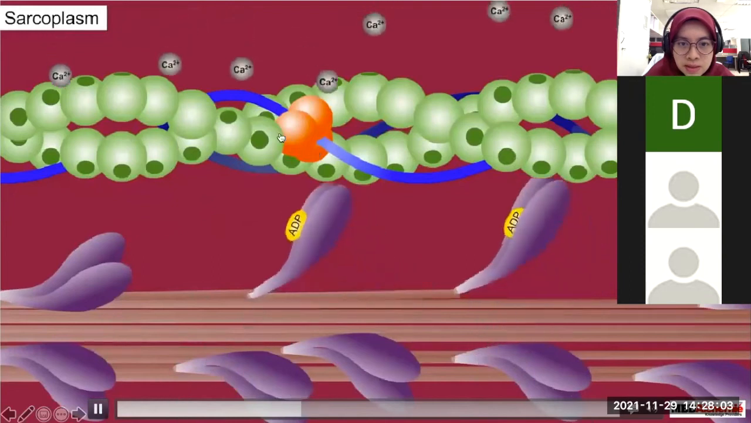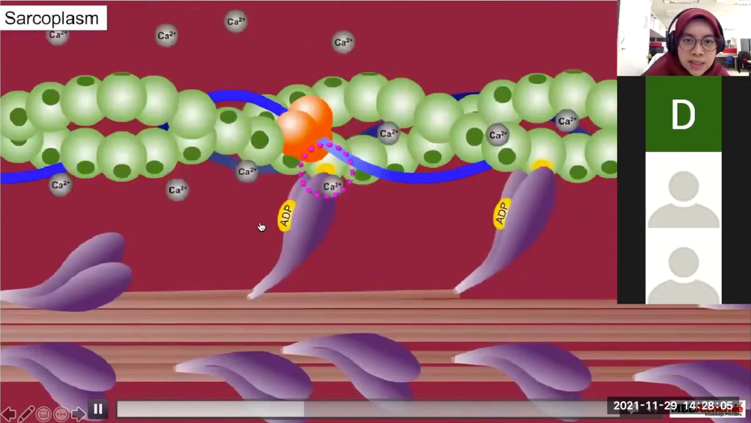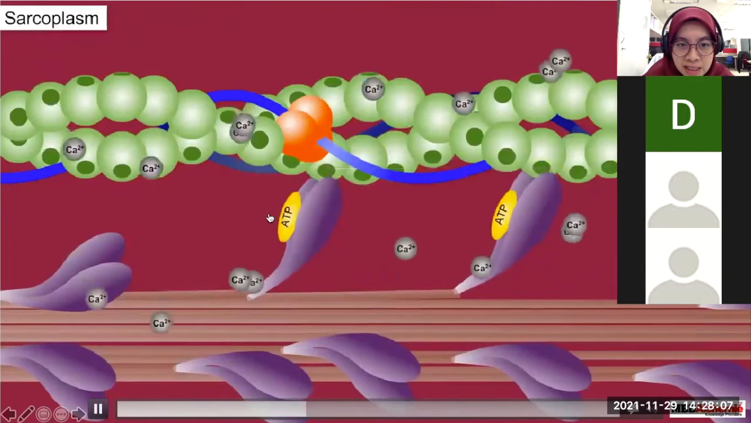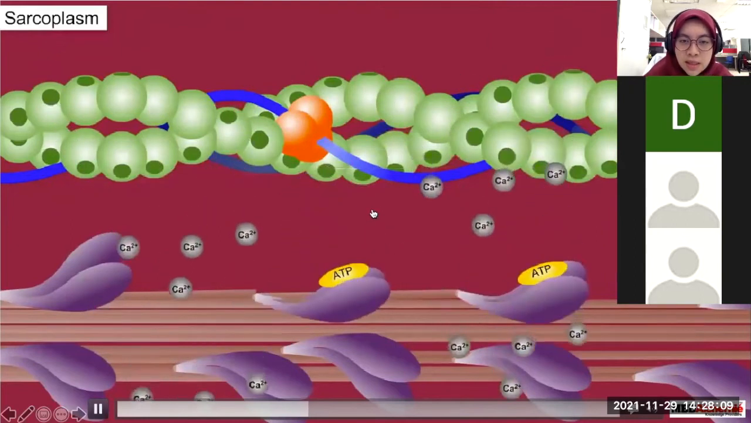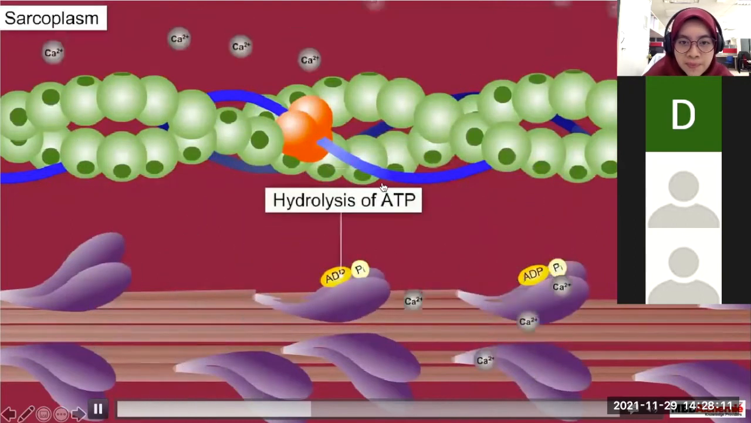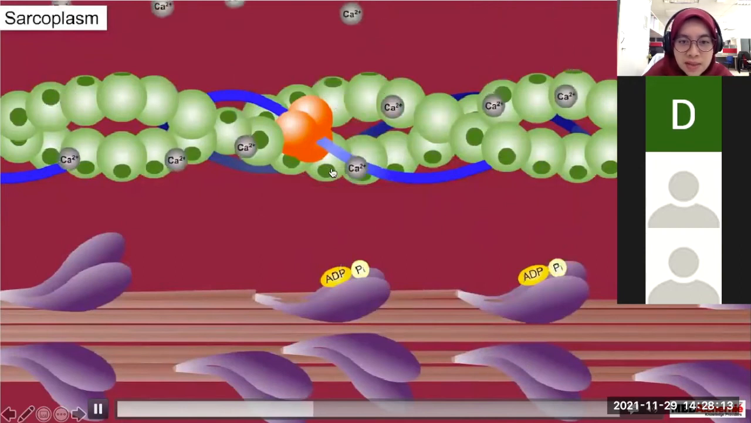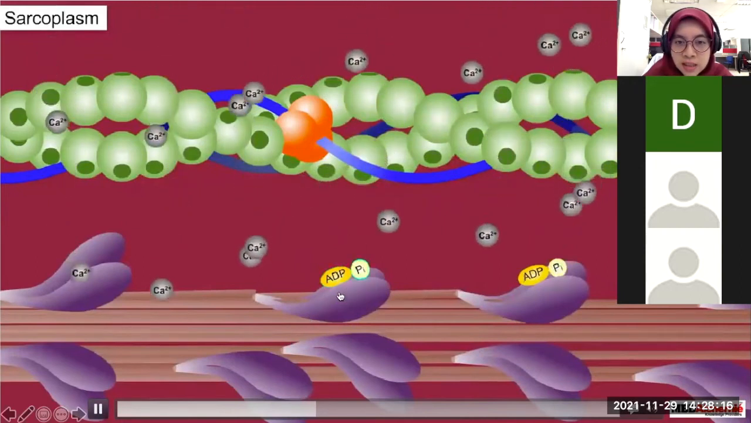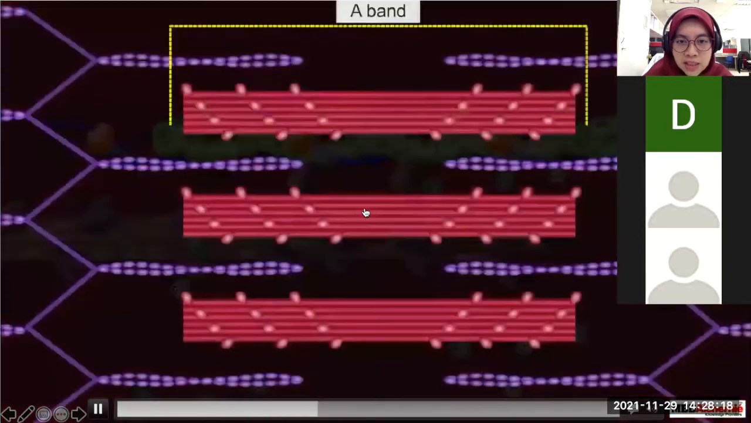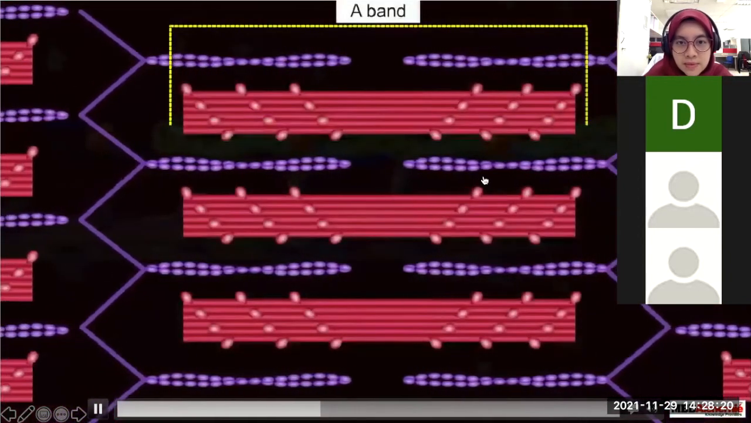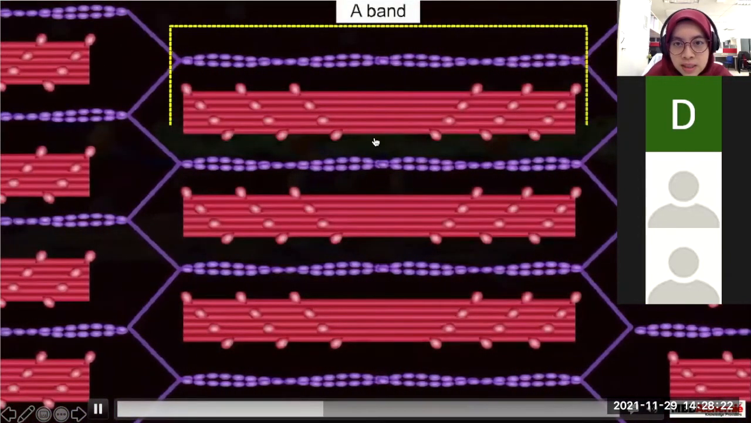Concurrently, ATP will bind to the myosin head, and the hydrolysis of ATP will control the binding of the myosin head to the actin. So now they will move closer to each other.